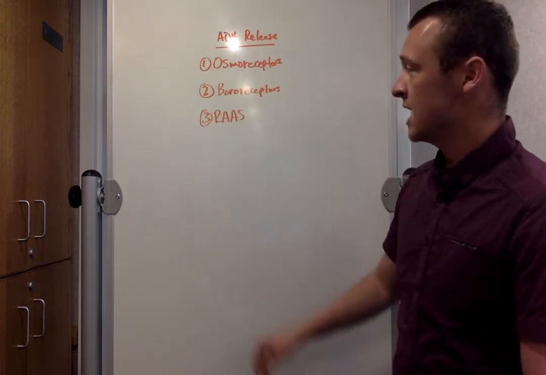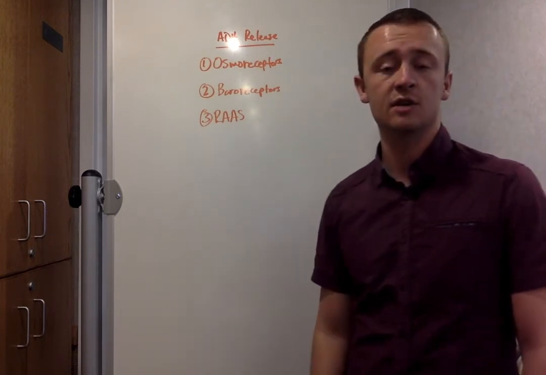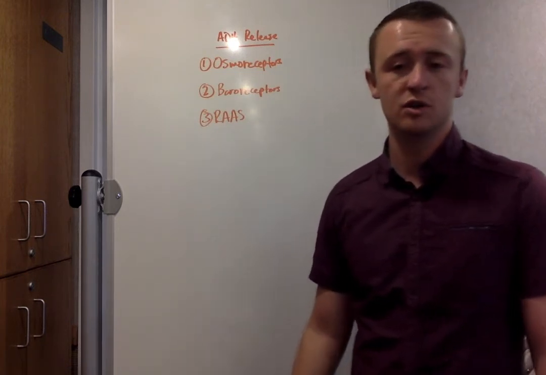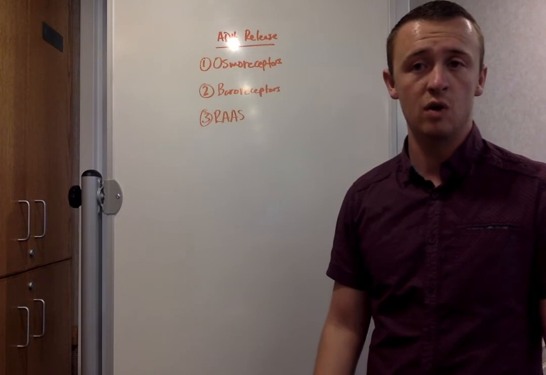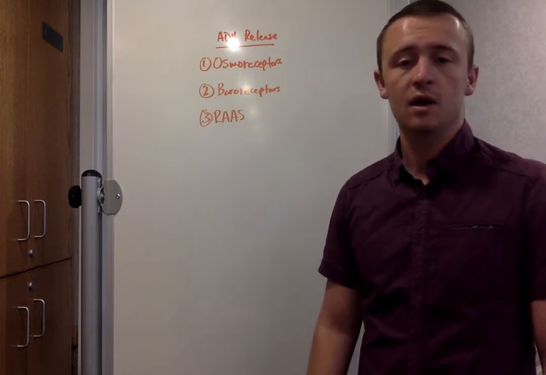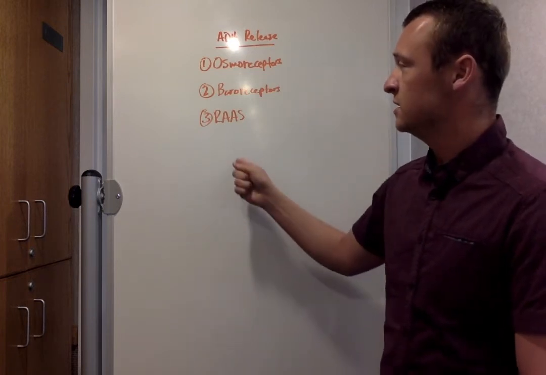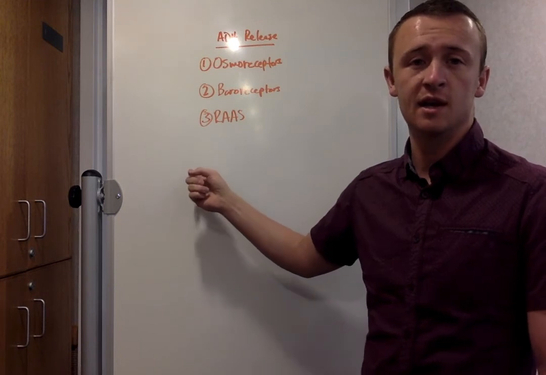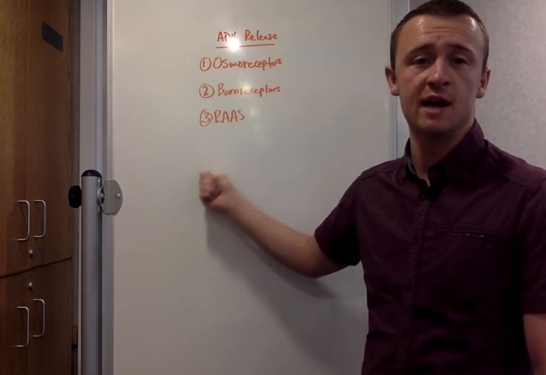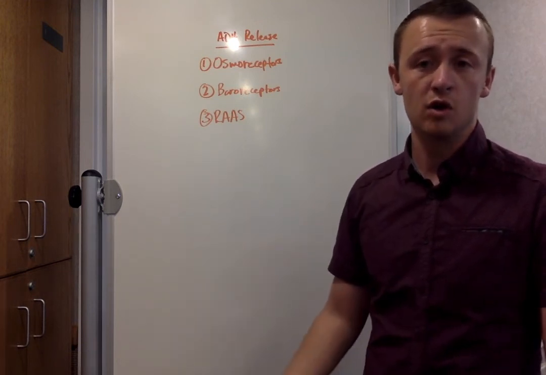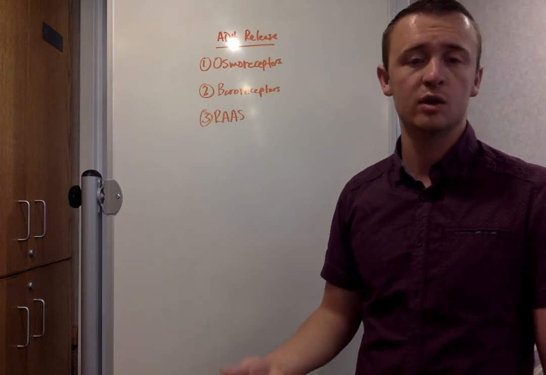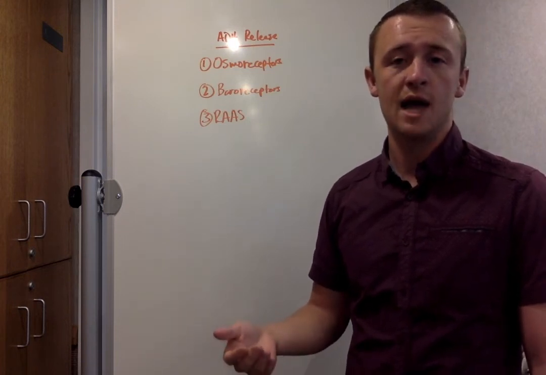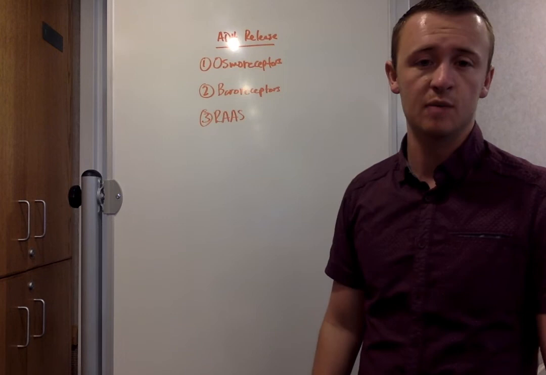The last one is the renin-angiotensin-aldosterone system. This is one you should be comfortable with. You should know it inside and out. Remember that both angiotensin and aldosterone are released here. The goal, again, is to increase the reabsorption of water, thereby increasing our blood pressure.